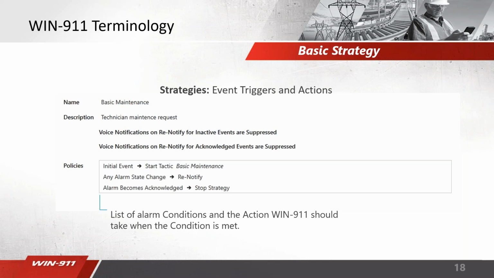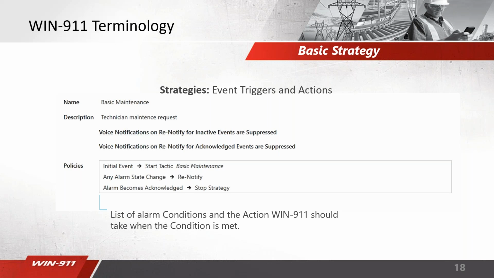And if that initial event means that it's an alarm, right? Let's say that you set the OPC alarm value of 1 is an alarm and 0 is out of an alarm. We got a 1, that's the initial event. That starts tactic, basic maintenance. And remember that tactic is the call out list, so it's going to start notifying people.